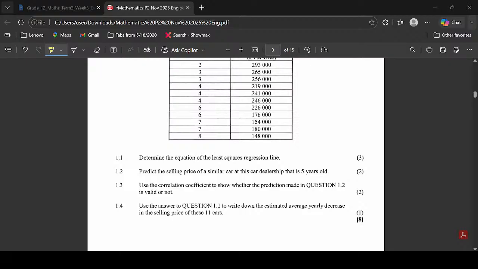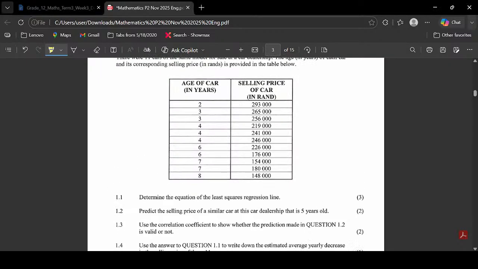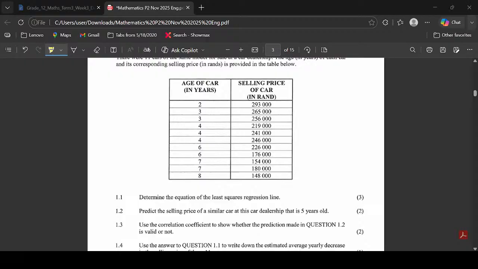That means you're going to need to collect the data. We are now going to need to key in our data in our calculator. We have to store it so that we can work with it. So then let's have our calculator and let us store our data.